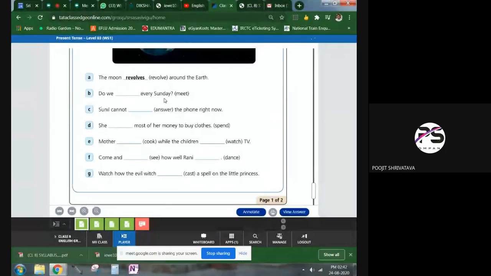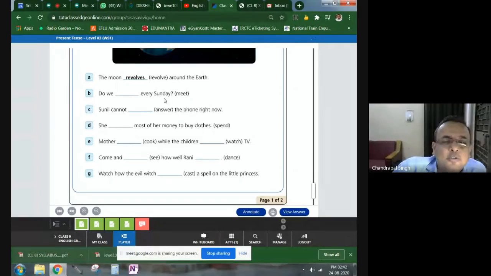Sunil cannot dash answer the question. Wait a minute, Pujit. If I ask you to answer, there are very few who would like to answer. Let's do one thing because numbers are given here with the statements B, C, D, E, F, G. What you all have to do is write your answer, your correct word or verb form with the blank number B or C or D in your notebook and then type everything in the chat section and post.